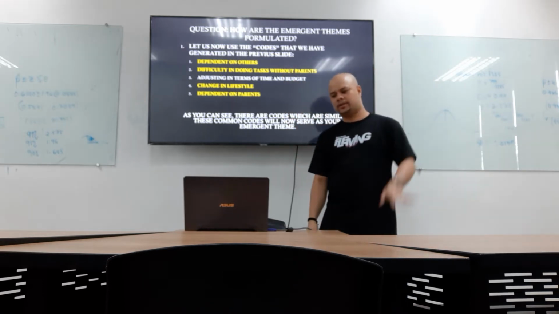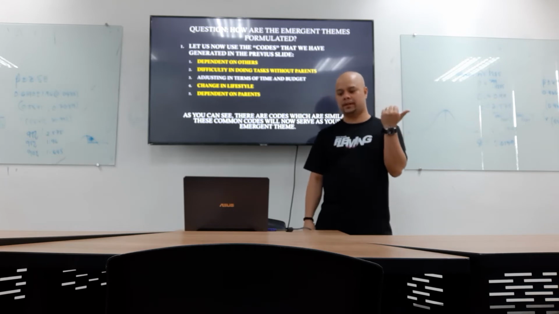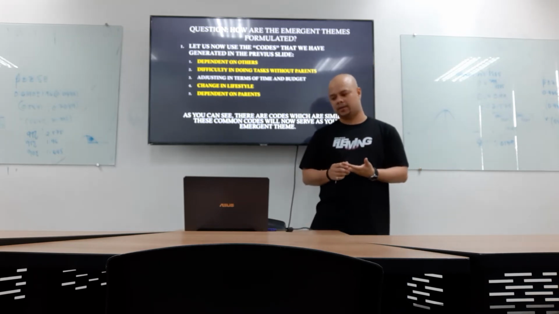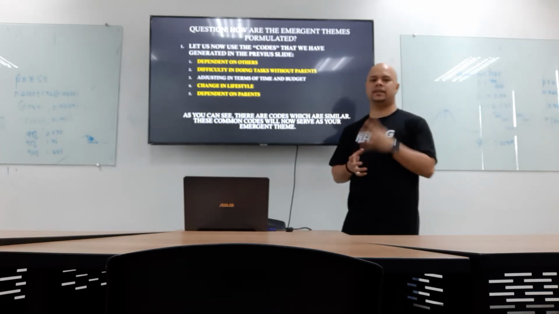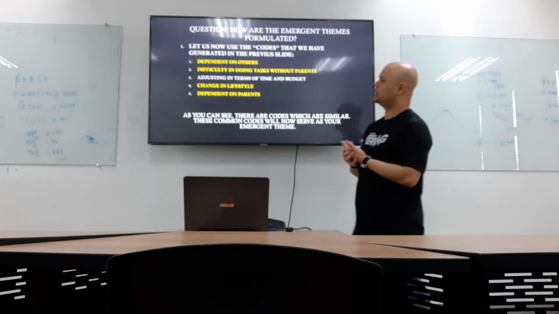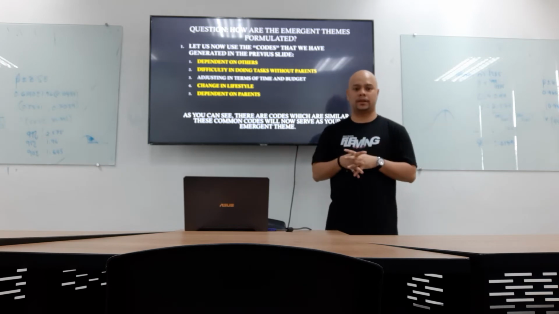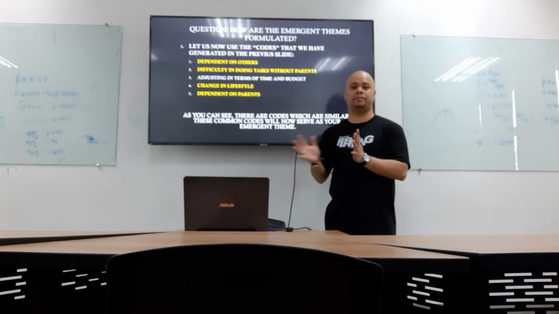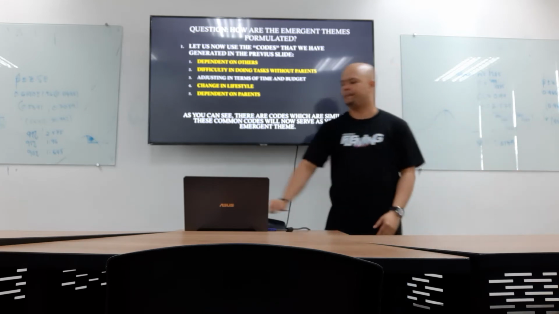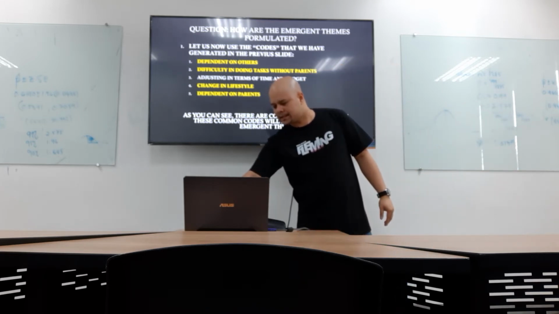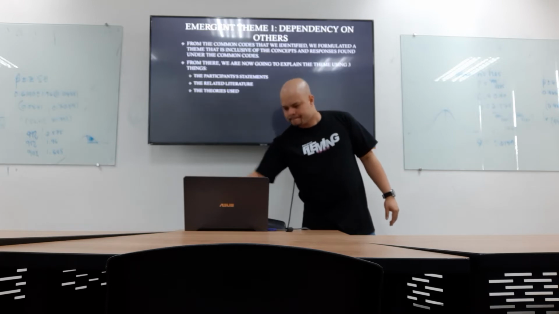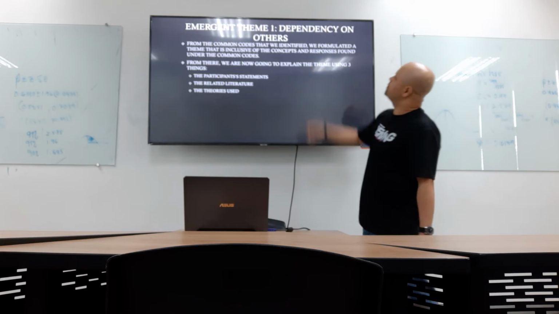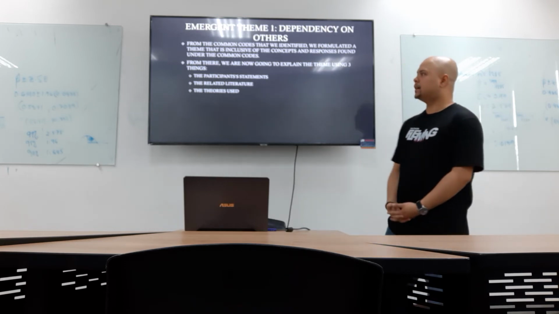So the similar codes are as follows. 1, dependent on others. 2, difficulty in doing tasks without parents. 3, a change in lifestyle. And 4 is dependent on parents. What's the common ground? They all talk about a difficulty in adjusting because they are dependent on other people. And as such, we can now formulate this emergent theme, dependency on others.